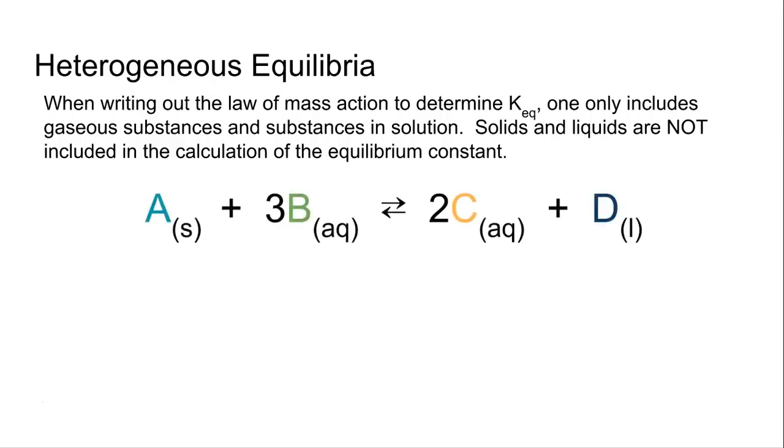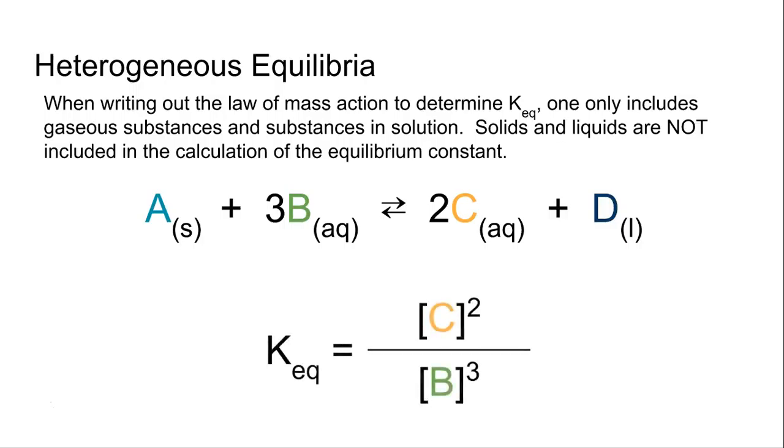So if you see here, we have A plus B yields C plus D. But we'll also notice that A is a solid and D is a liquid. Those are not going to be included in the law of mass action. But the law of mass action still has products over reactants, but only the ones that are either gases or in aqueous solution. So let's look and see what we got here.